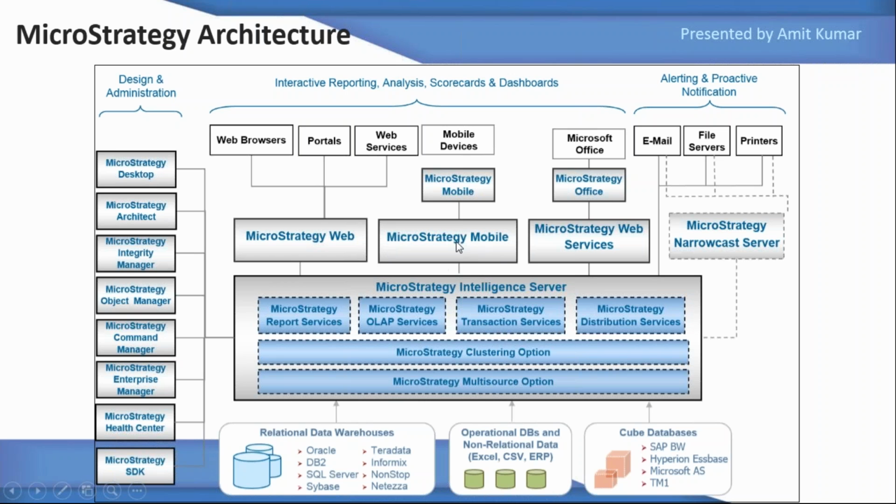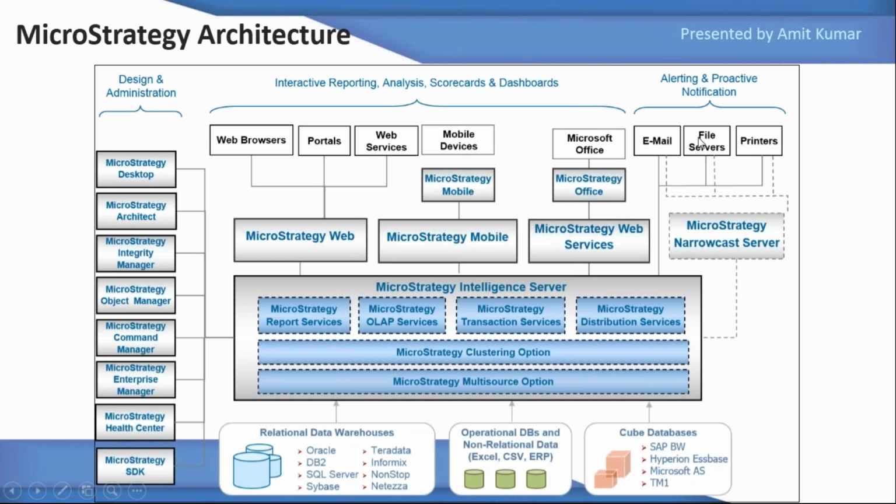MicroStrategy Mobile will be accessible through any mobile devices, and also a MicroStrategy dashboard can be integrated with any third-party web services, just like any .NET website or any other APIs. It can also be integrated with the MicroStrategy web services. And these are all the different other BI formats like email, file server, printers. The MicroStrategy NarrowCast Server will browse these services and can provide this information.